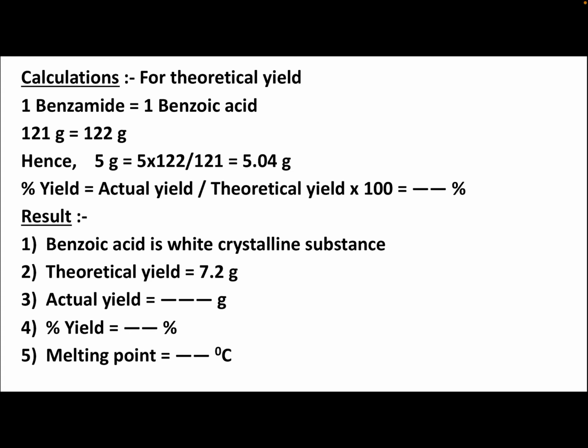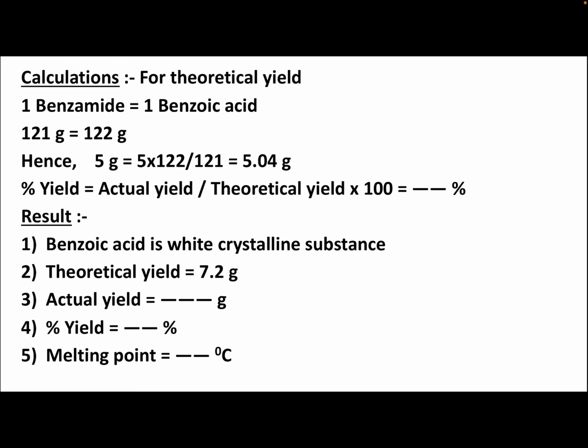Percentage yield is actual yield divided by theoretical yield into 100. By weighing the crude product, you get that weight, which is the actual yield. The theoretical yield is 5.04, into 100. You will get the percentage yield there.